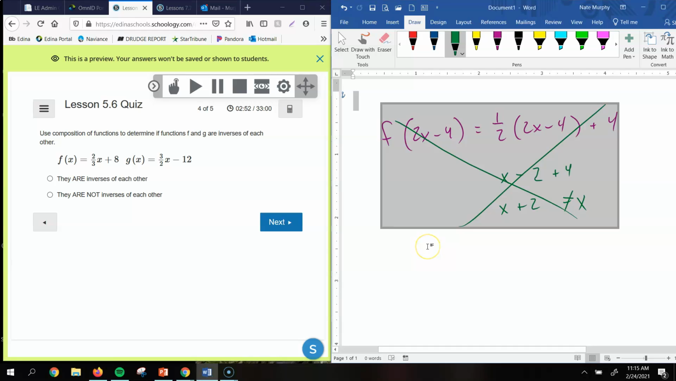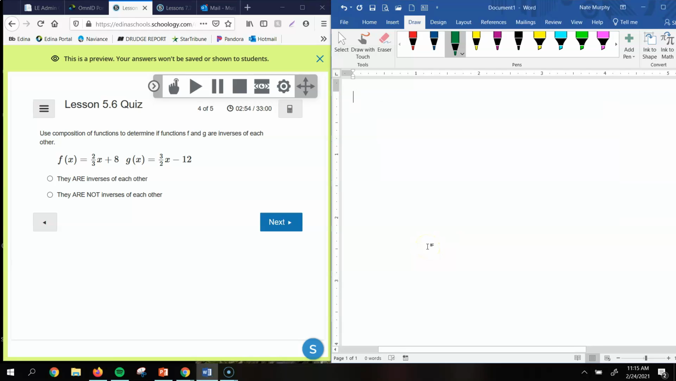All right, so this is just like the first one we did. We need to figure out if these two are inverses of each other using the composition of functions. So again, I'm going to put function g, which is 3 divided by 2 times x minus 12, into function f. Function f is to take 2/3 times our input and add 8. So as our input, I'm going to put that in now, 3 over 2x minus 12.